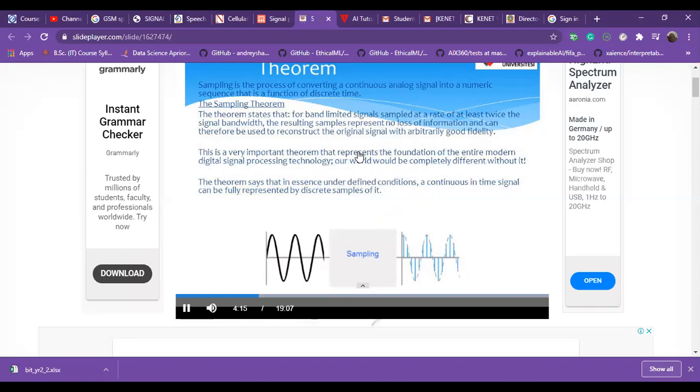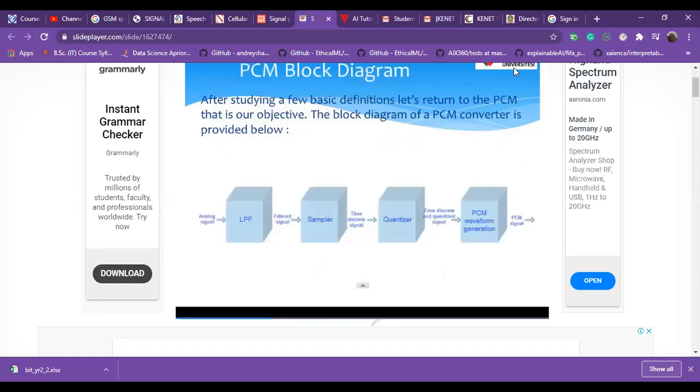Sampling is the process of converting a continuous analog signal into a numeric sequence that is a function of discrete time. The theorem states that for band-limited signals sampled at a rate of at least twice the signal bandwidth, the resulting samples represent no loss of information and can therefore be used to reconstruct the original signal with arbitrarily good fidelity. This is a very important theorem that represents the foundation of the entire modern digital signal processing technology. Our world would be completely different without it. The theorem says that, in essence, under defined conditions, a continuous-in-time signal can be fully represented by discrete samples of it.